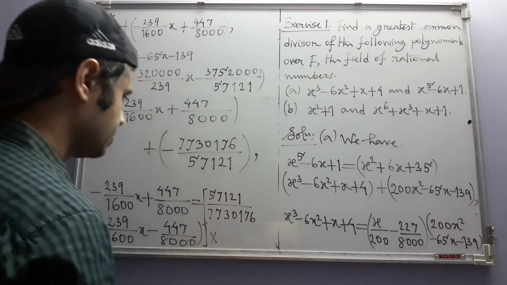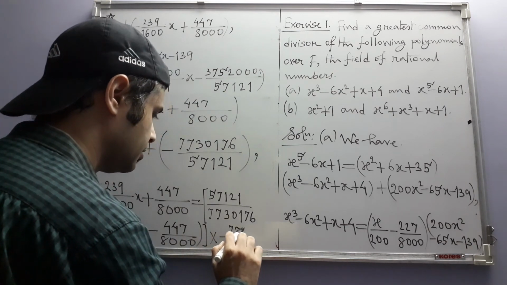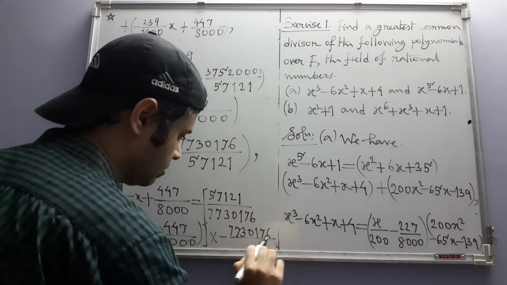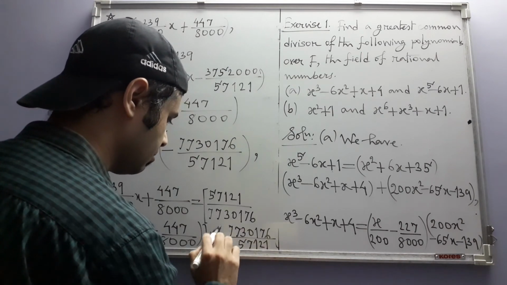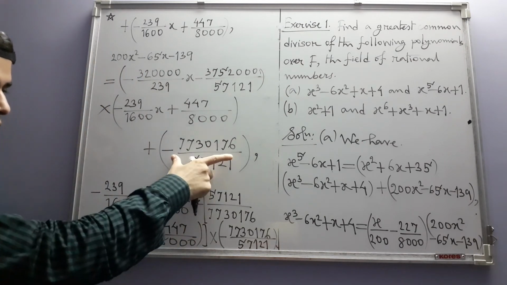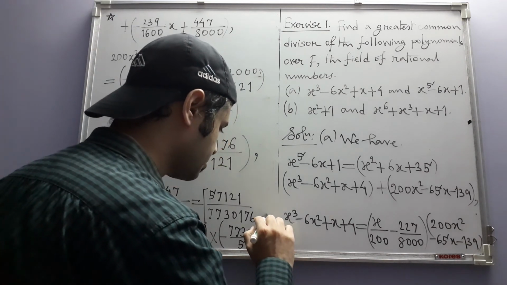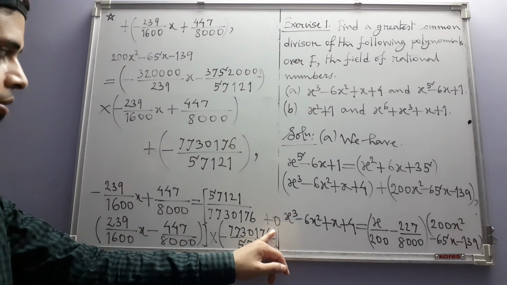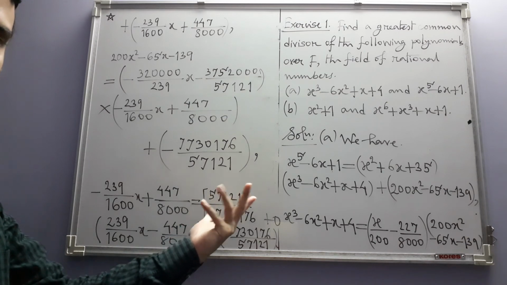Multiplied by the divisor minus 77 divided by 57121. You can now see what we have done here. That is, we have just multiplied and divided by this field element plus 0. Let me write that here. So we have obtained a 0 remainder. So the previous non-zero remainder is a GCD.